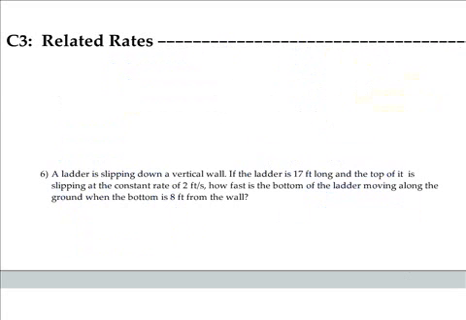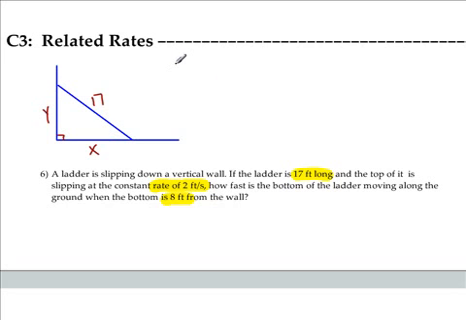Number 6. Ladder slipping down a vertical wall. The ladder is 17 feet long. The top is slipping at a constant rate of 2 feet per second. That's going down. How fast is the bottom of the ladder moving along the ground when it's 8 feet from the wall? Draw a little diagram of this. Here's my wall. Here's my ladder. And probably the floor is somewhere in here. My ladder is 17 feet long. I'm going to call this my y distance, this my x distance. This is a right angle, assumed a right angle.